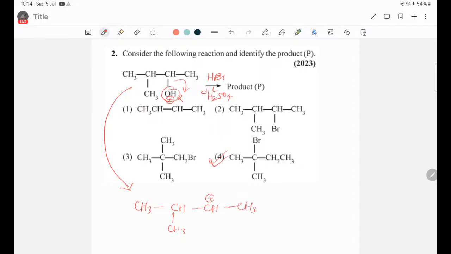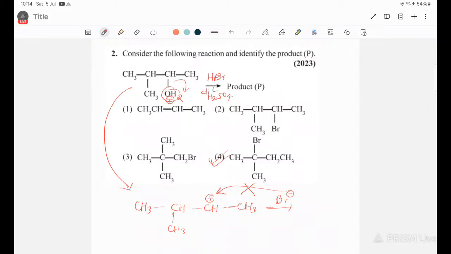Now most of the students will think about these Br minus. Now the electrophile which is left will attack this carbocation, but that is actually wrong. That's why some questions are different in these competitive exams, right? Because competitive exams are a bit different from the board exam.